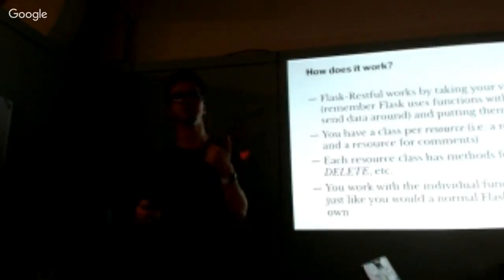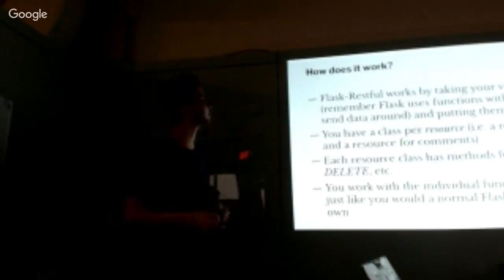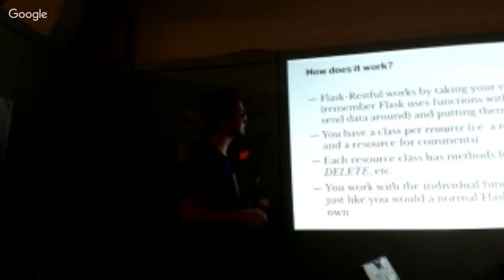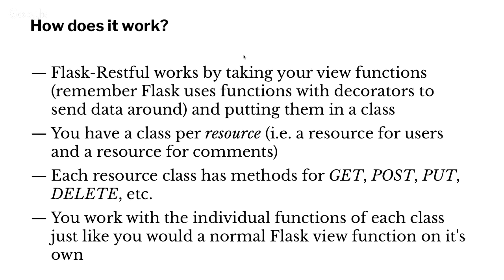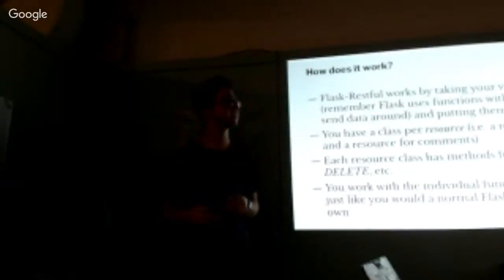There might be a function called get, which gets a user, and put, which updates, and delete, which deletes. This is just a class that you can name whatever you want, and it has functions for each of the HTTP verbs. We talked about get, put, post, delete, all of that stuff. And then you work with the individual functions of each class just like you would in a normal Flask view function on its own. Those can have arguments passed in from the actual URL itself, or you can pass things in through cookies or tokens or all kinds of things.